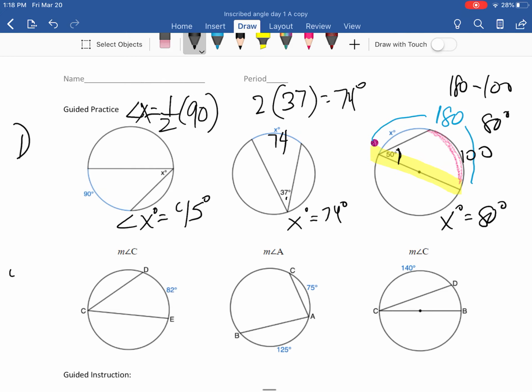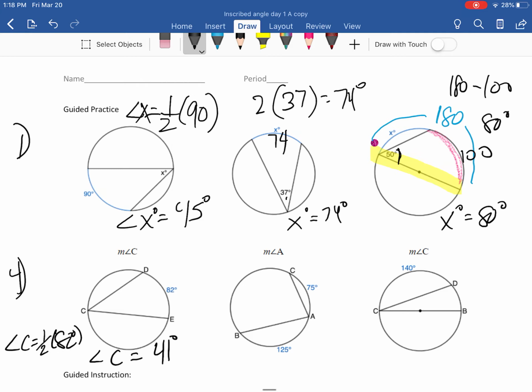Okay, moving on to the example below. We'll call this example 4. We've done 3 so far. Angle C is going to equal half the arc it intercepts, or angle C is going to equal 1/2 of 82 degrees, or 41 degrees.